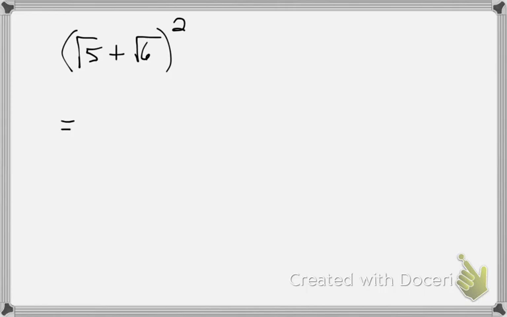So what is A squared? 5. Plus 2 times, what is A times B? Square root of 30. Plus, what is B squared? 6. You could do square root of 36, but I want you to get really comfortable understanding that squares cancel square roots.